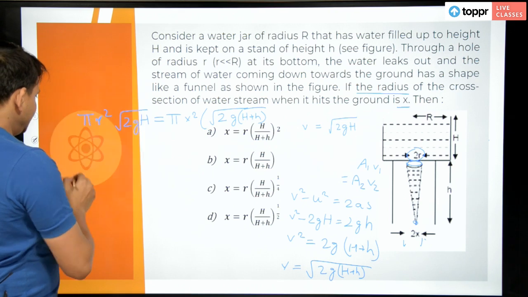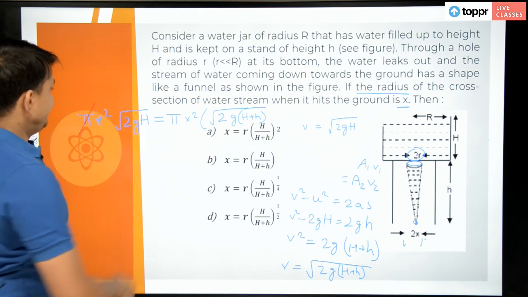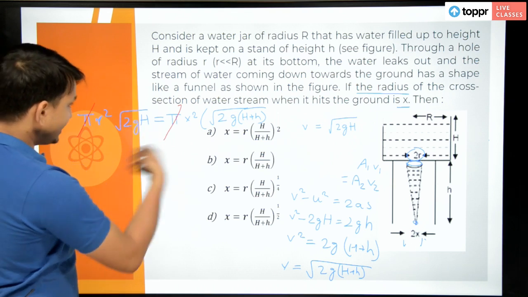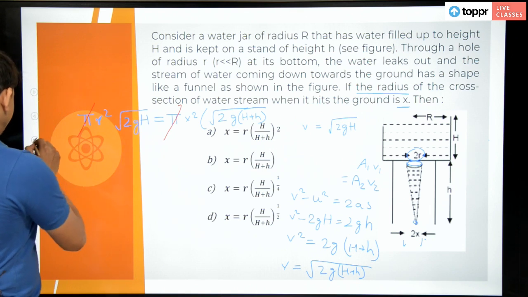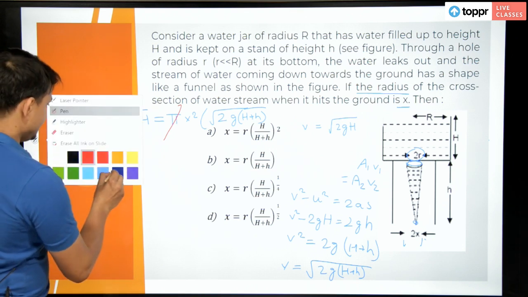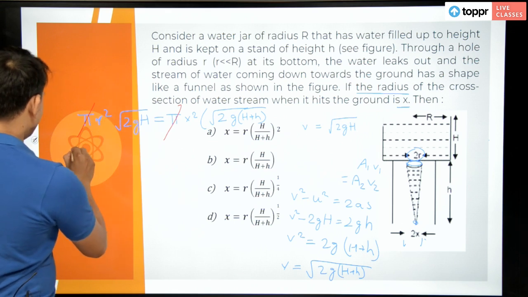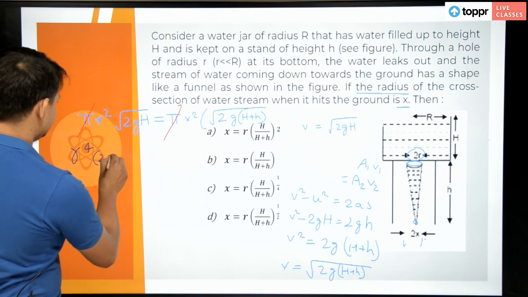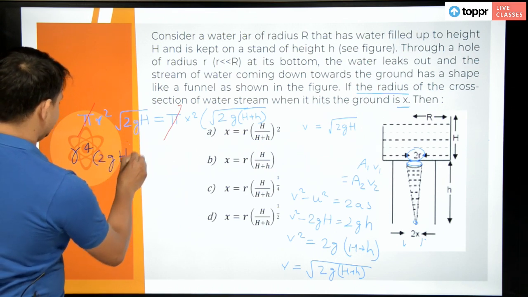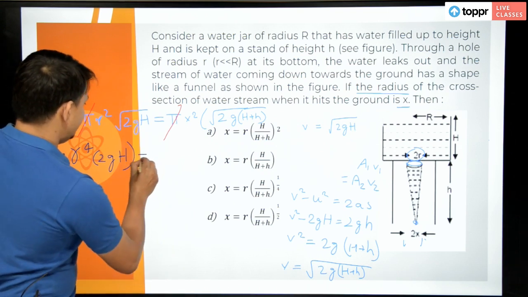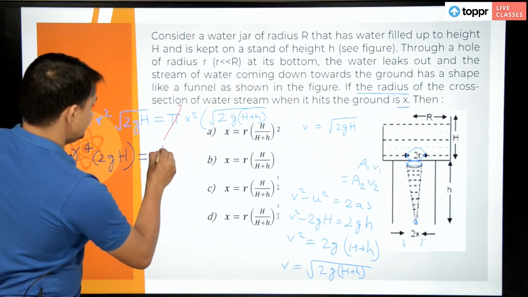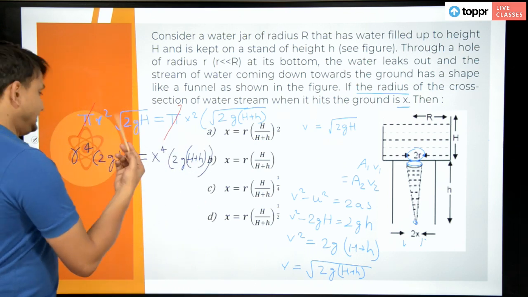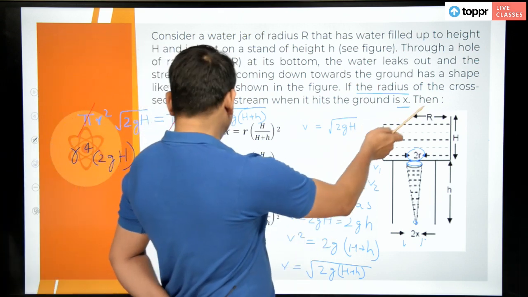For doing that, let us cancel pi with pi. If you square both sides, that would be very easy. So let us square both sides. What are we getting? r to the power 4 times 2gH, 2g capital H, is equal to x to the power 4 times 2g(H plus h). Now, what did we have to find? We had to find x.